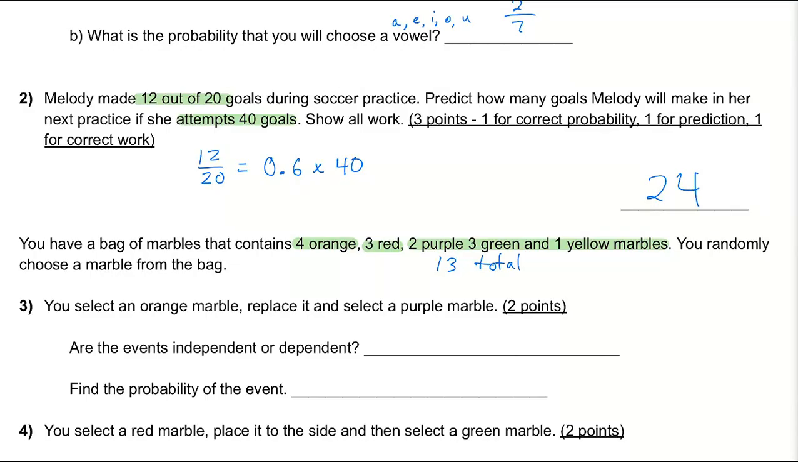Okay. You select an orange marble, replace it, that's a big keyword right there, and then a purple marble. So we want the probability of orange and then the probability of purple. There are 4 orange marbles. Whoops. Actually, is it independent or dependent? Because it's being replaced, meaning we're putting it back into the bag, this would be independent.